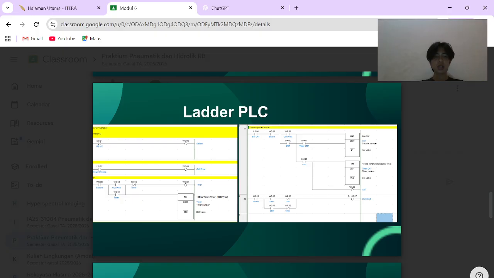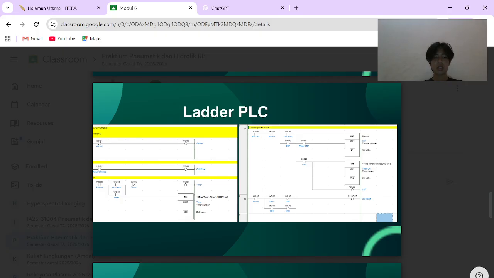It is called the ladder because it looks like a ladder with two vertical power rails and several horizontal rungs representing logic operations. Each rung shows a condition and the resulting output. For example, when the proximity sensor is activated, the PLC receives an input signal and the ladder logic determines whether to activate the solenoid valve.